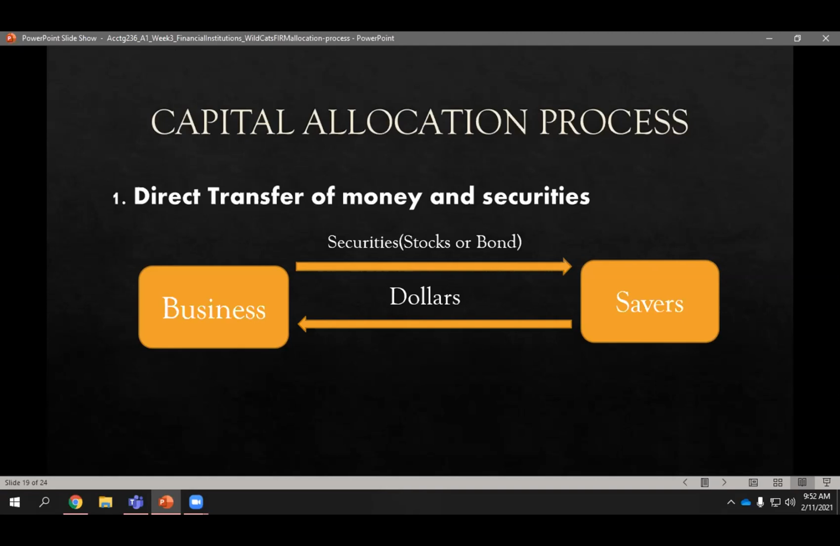Now, the transfer can be described in three ways. First is the direct transfers. As shown on the diagram, the money and the securities of each side are given directly to the other without going through other financial institutions.